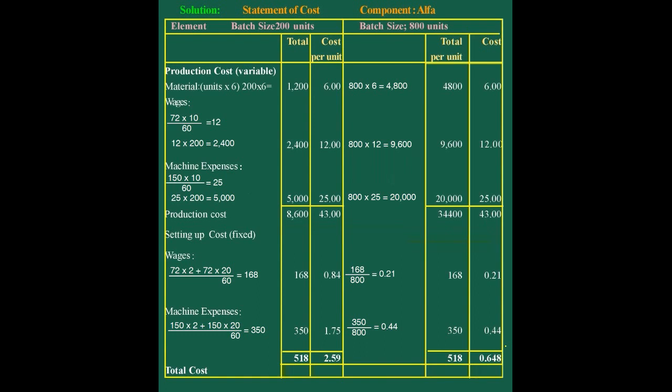Total cost is production cost plus setting up cost. Production cost is 8600, setting up cost is 518. So total it is 9118, whereas per unit cost is 45.59. For 800 units, total cost is 518 plus 34,400, so it is 34,918. Per unit cost for 800 units 43.648.